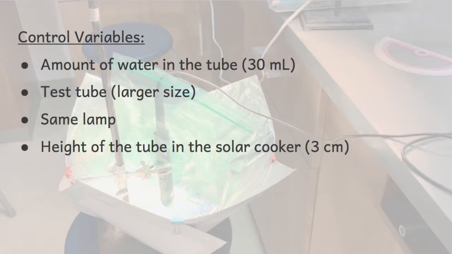The type of lamp must be consistent throughout the trials because different lamps emit different amounts of heat, thus having an impact on the heating rate. Now our fourth control variable is the height of the tube and the solar cooker, which is fixed at 3 centimeters. This must be controlled because having the tube closer or farther away from the light affects the rate of heating of the water inside.